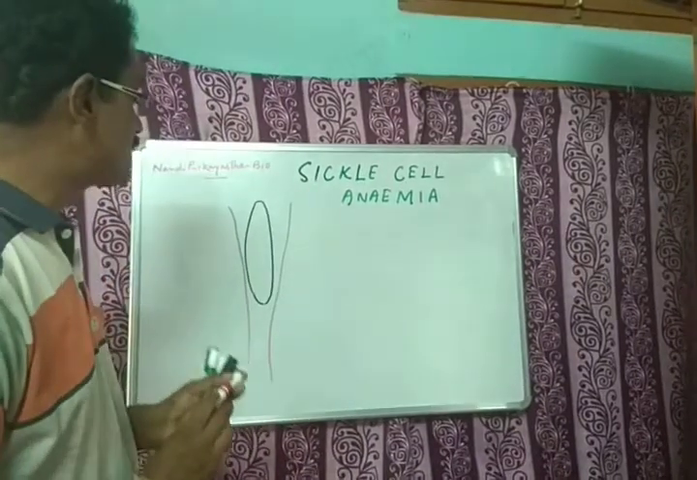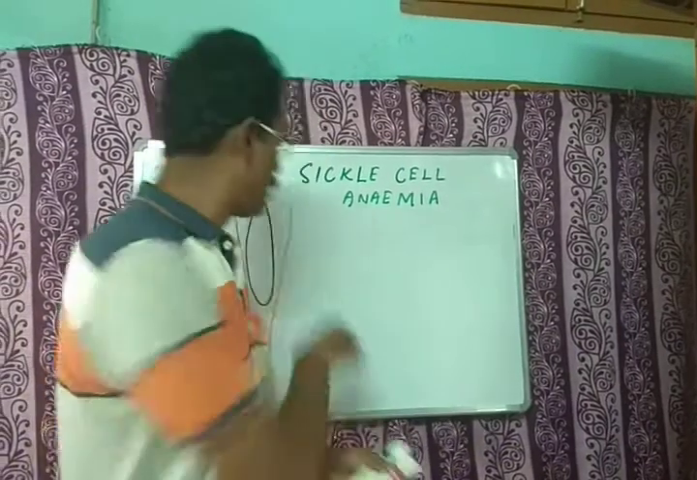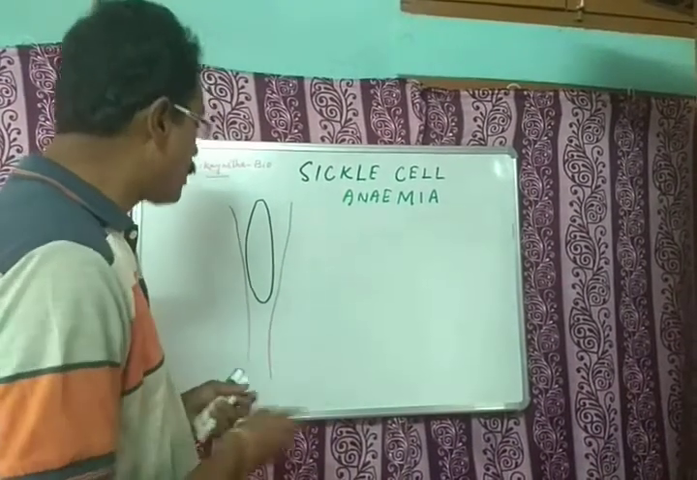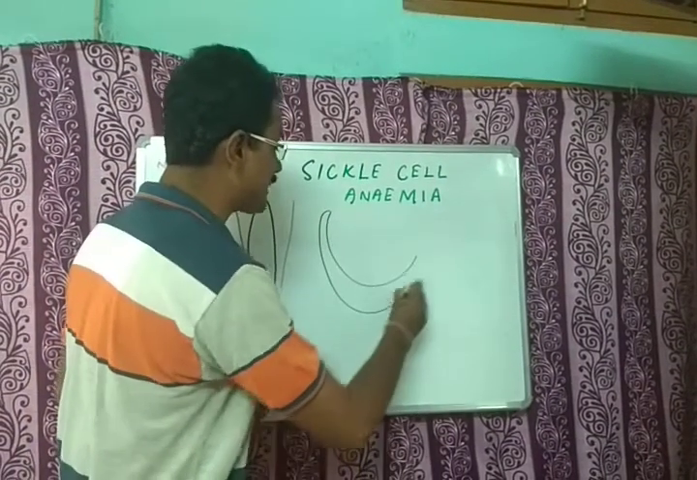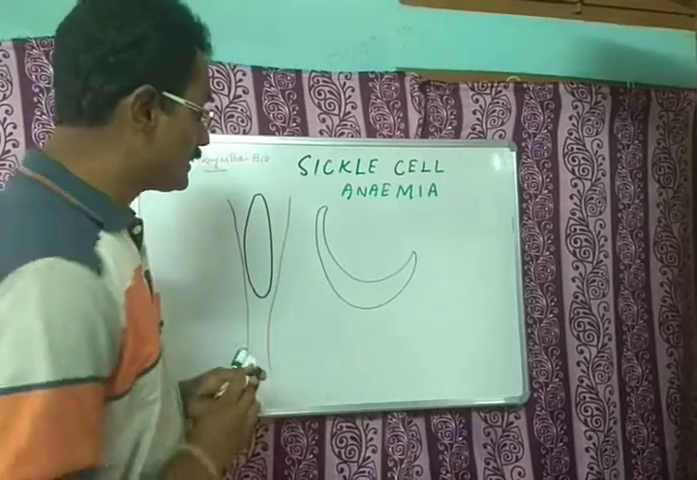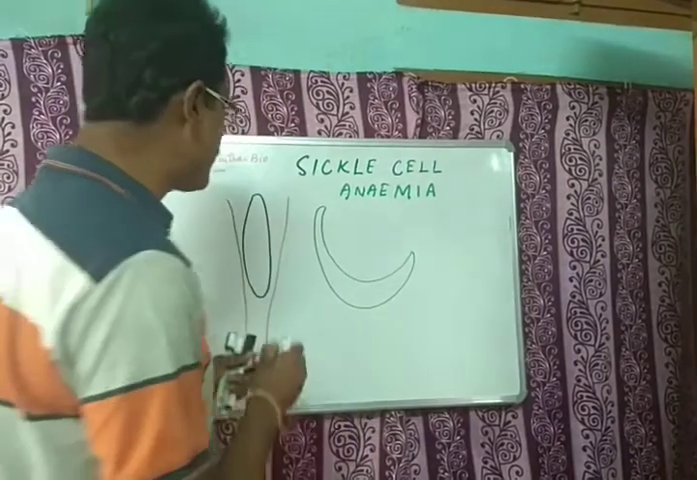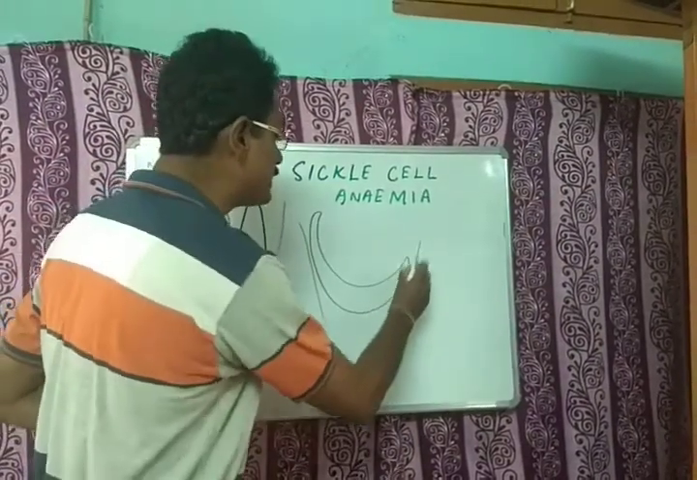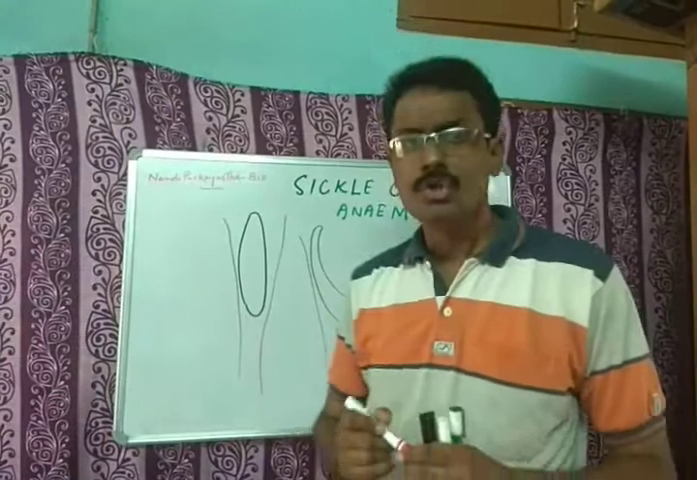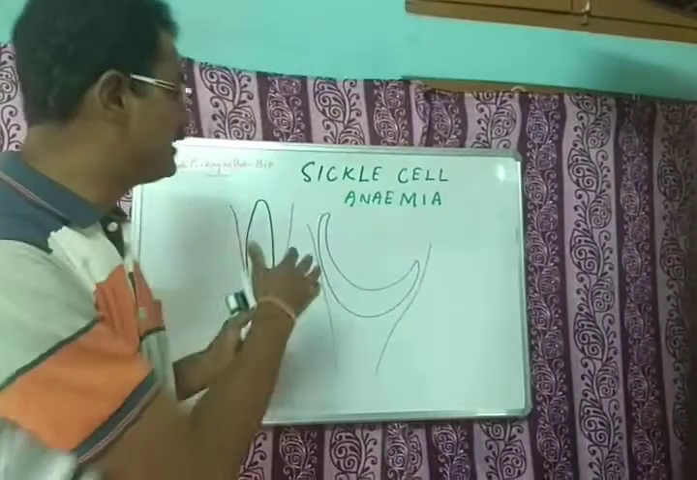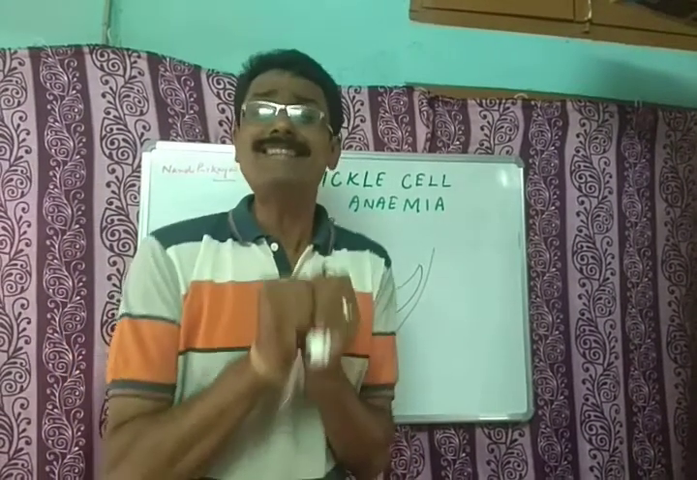But due to oxygen tension and due to the alteration in the genetic code or triplets, what happens? This biconcave nature of the RBC becomes like a sickle cell, like this. A sickle is meant for cutting grass and rice plants. In that case, it becomes difficult for the cell to pass through the blood vessels and it gets stuck. So this is the main problem in sickle cell anemia, where the person suffers from oxygen tension.